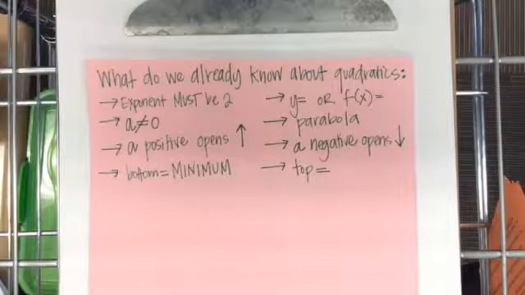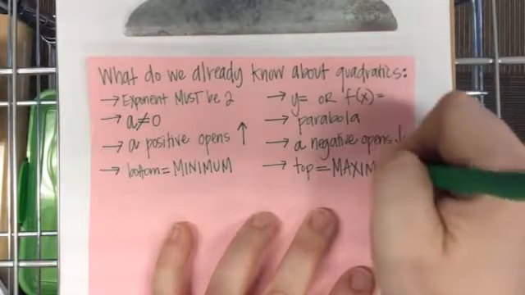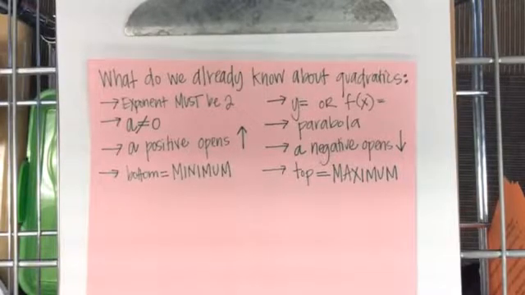And if it opens down, like a frowny face, there's a top to it, meaning that's the maximum value. It cannot be taller than the top of a frowny face. It cannot be lower than the bottom of a smiley face. So opening up has a minimum, a bottom. Opening down has a maximum, a top. These are all things that we know.